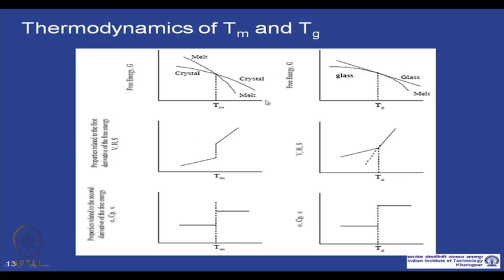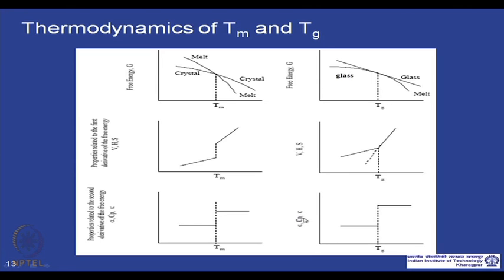So, if we look at this curve one more time, melting is a first order transition where G varies continuously with temperature, the x axis is the temperature, and the first derivative of G varies discontinuously. Whereas, in Tg, which is the glass transition temperature, the second derivative of the Gibbs free energy function varies discontinuously.